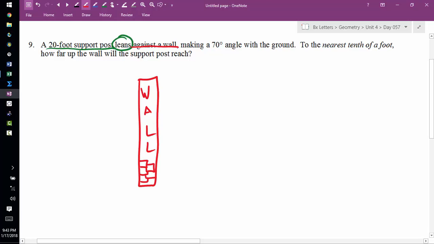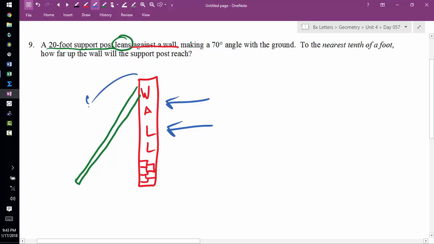Okay, it's a wall. And then a post is something that props that thing up. It offers support. And the idea is when a force from the other side pushes on that wall, the wall just doesn't crumble over because there's this support post propping it up, holding it up. That's the point of a support post.